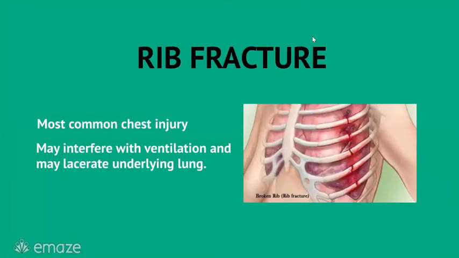Rib fracture is a break in a rib bone. This typically results in chest pain that is worse with breathing in. Bruising may occur at the site of the break. When several ribs are broken in several places, a flail chest results. Potential complications include pneumothorax, pulmonary contusion, and pneumonia. It is the most common chest injury, may interfere with ventilation, and may lacerate the underlying lung.